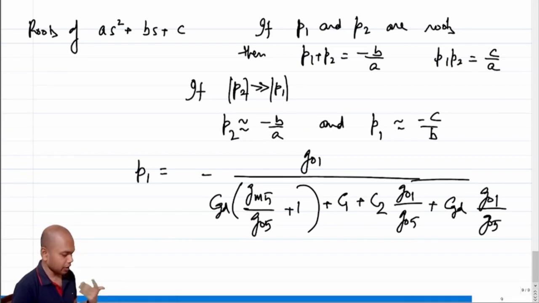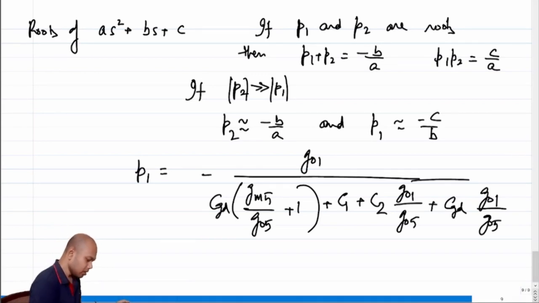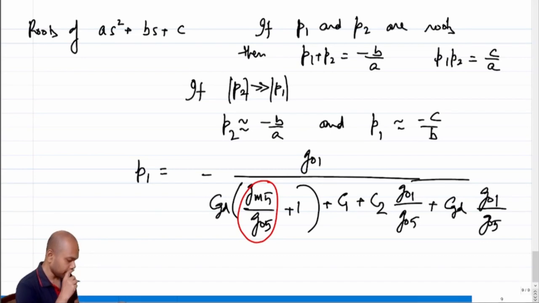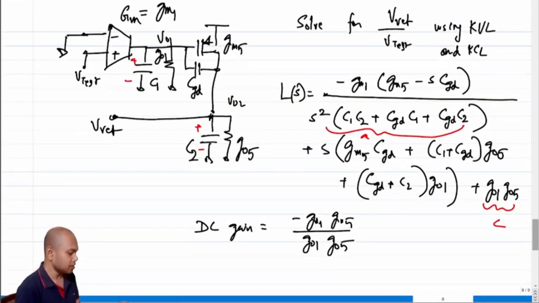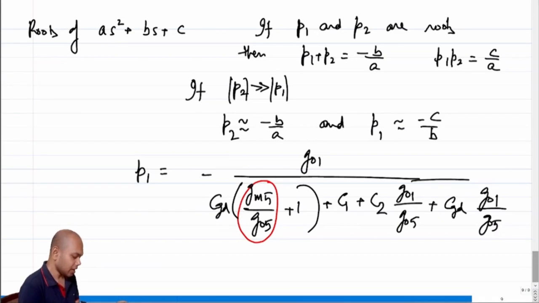Before figuring out whether this makes sense, what we would like to know is whether there is a dominant term in the denominator. If there is, then our life will be easier, since I can neglect the other terms. The moment you have a GM somewhere, you have to take notice. We have GM5 by G05. What does this remind you of? Clearly, GM5 by G05 is the intrinsic gain of the second stage. If the second stage is a common source amplifier, that is the gain of that amplifier, so clearly this is much greater than 1, and also greater than G01 by G05 terms. So it seems like we have a dominant term in the denominator.